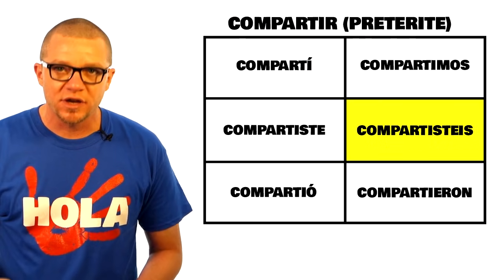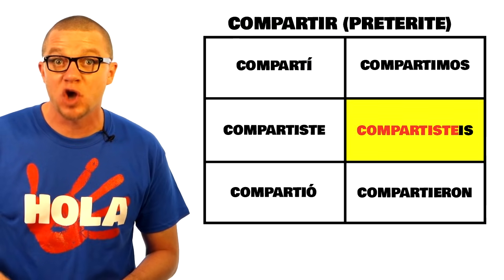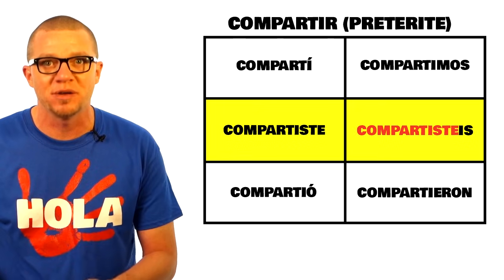Also notice, just like regular preterite AR verbs, this word here, compartistes. Yeah, that really scared me at first. I remember that. But once I realized it's just compartiste from here with an IS on it, it didn't really give me a problem anymore.